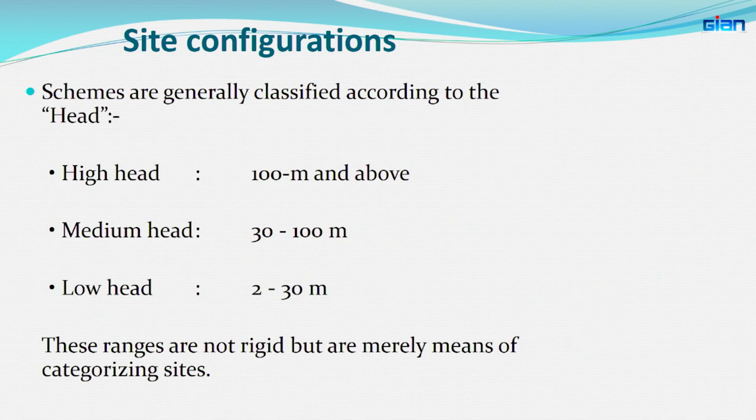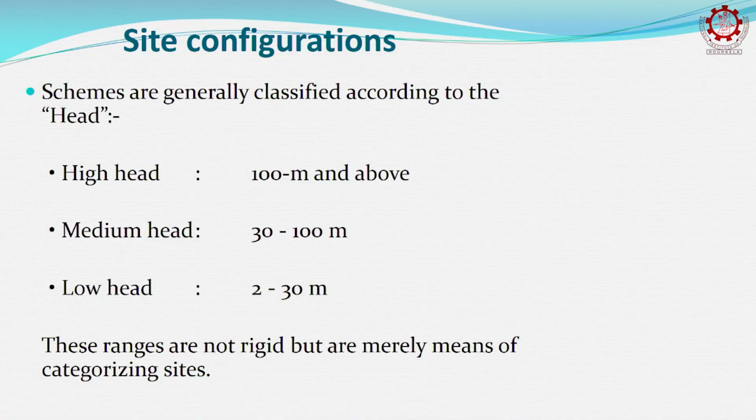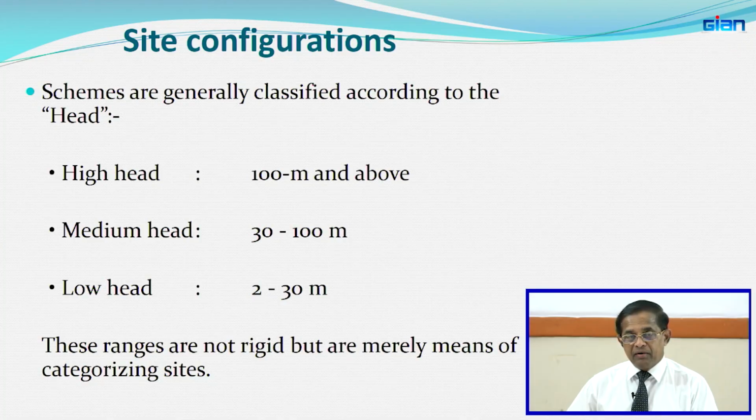So we earlier looked at classification of small hydropower projects based on the capacity: pico, micro, small hydro, large hydro and so on. But there is another classification based on the head, called high head projects, medium head projects and low head projects. High head projects are generally 100 meters and above as the head H, and medium head ranges from 30 to 100 meters. Low head is 2 to 30 meters.